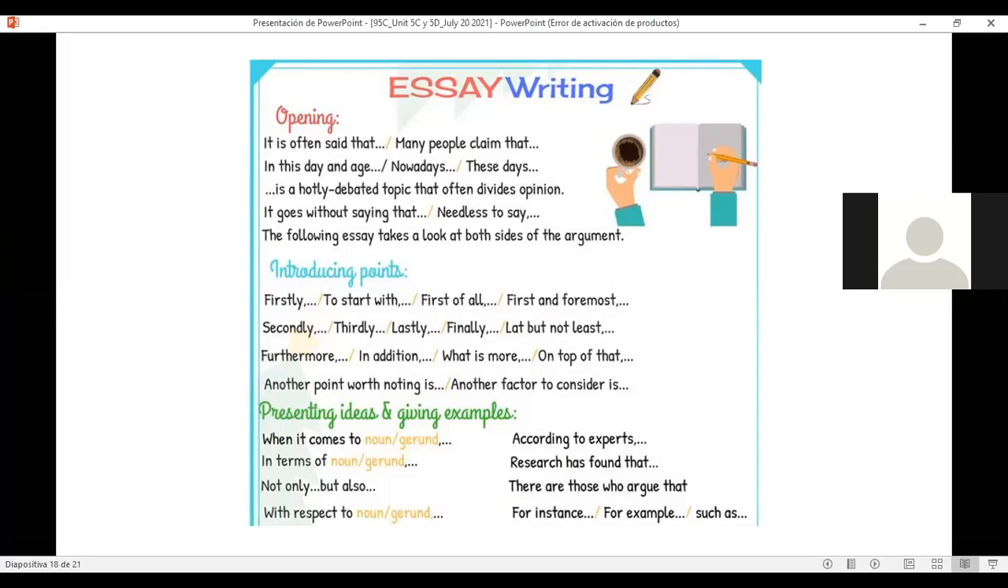You can use some phrases in order to open or to start the essay. You can use, it is often said that, many people claim that, in this day and age, nowadays, these days, and so on.